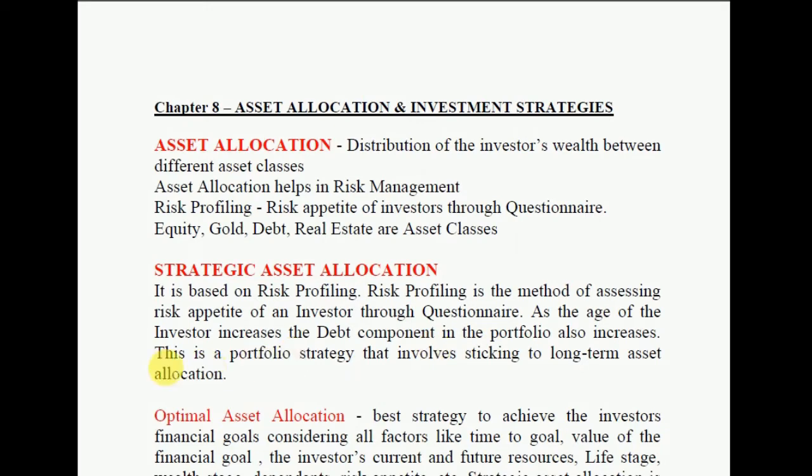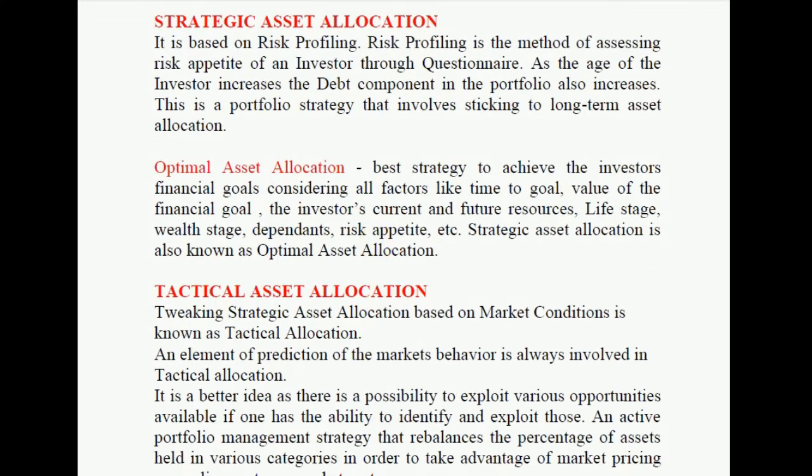This is a portfolio strategy that involves sticking to a long-term asset allocation. Optimal asset allocation is the best strategy to achieve the investor's financial goals, considering all factors like time to goal, value of the financial goal, the investor's current and future resources, life stages, wealth stages, dependence, risk appetite, etc. Strategic asset allocation is also known as optimal asset allocation.